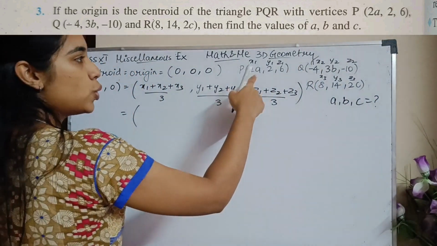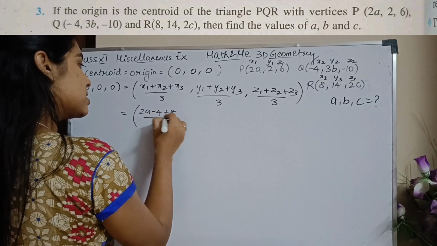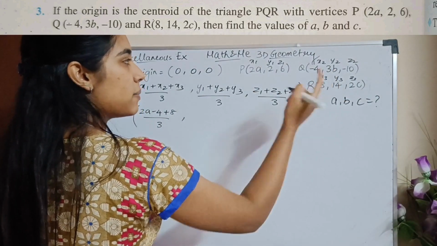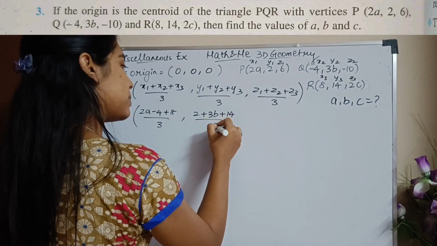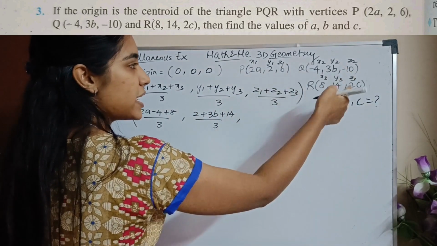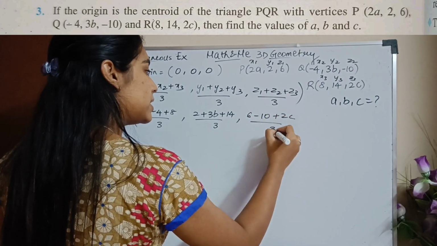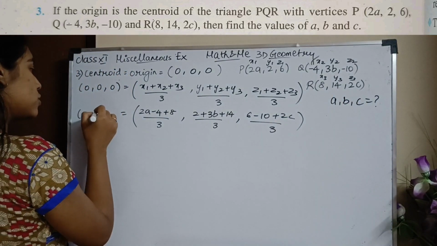Let me add them. 2a minus 4 plus 8 divided by 3, comma y coordinates 2 plus 3b plus 14 divided by 3. Z coordinates 6 minus 10 plus 2c divided by 3. You need to find out what your values of A, B and C are. Okay. So this will be 0, 0, 0.